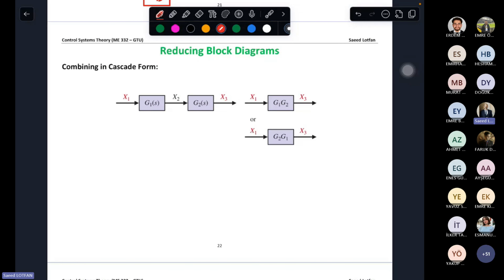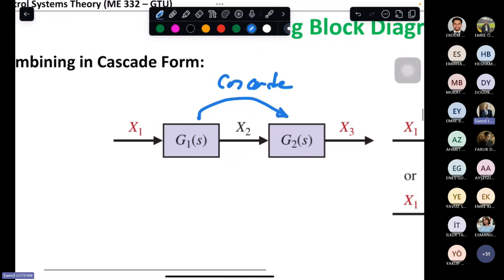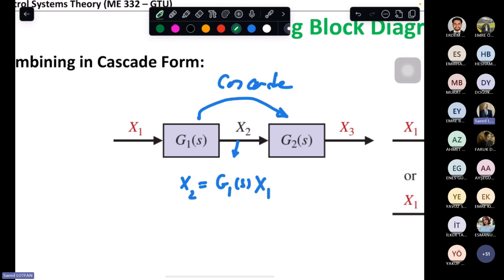The first step or rule is combining cascade forms. Cascade form means they are in series like this. We have G1 here and G2 here. This is the cascade form. So if I have X1 here, X2 is equal to G1(s) multiplied by X1. X1 gets into the block of G1, it multiplies, and gives us the X2 signal.